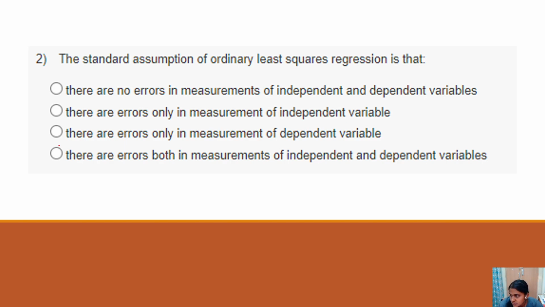So the standard assumption of all ordinary least squares regression is that, what is the standard assumption? There are no errors in measurements of independent and dependent variable, or there are errors only in measurement of independent, or there are errors only in measurement of dependent variable, or there are errors both in measurement of independent and dependent variables. This is dealing with the measurement of independent and dependent variables.